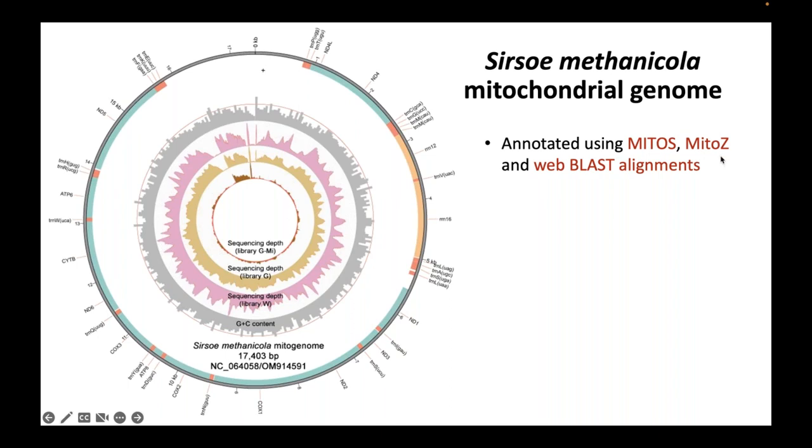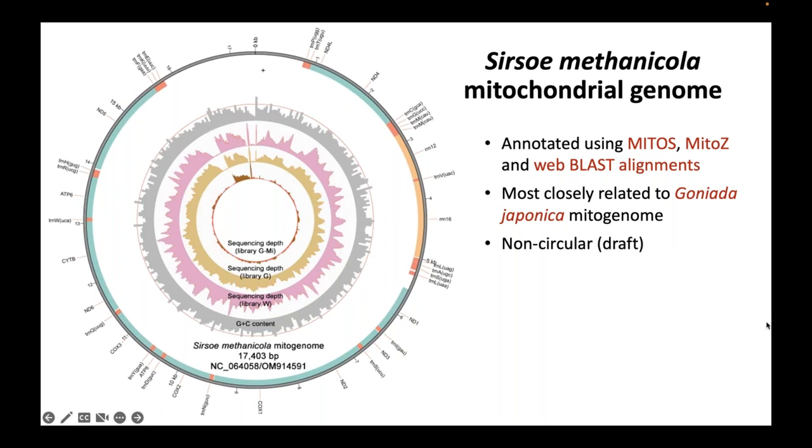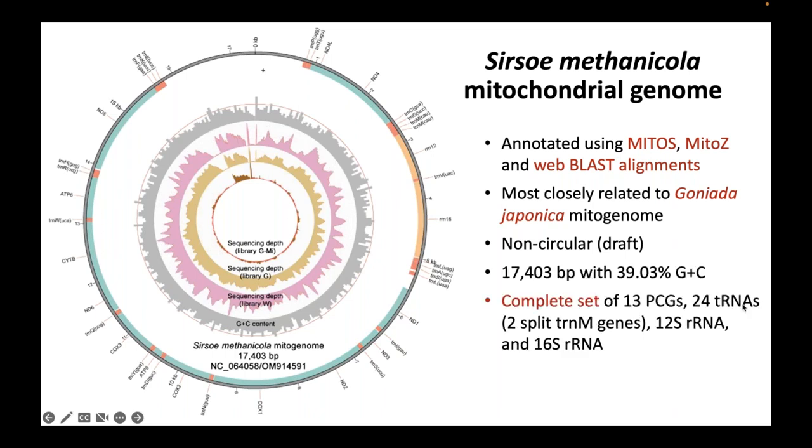The contig from the gut content metagenome had a complete set of mitochondrial genes, and this was used as the draft mitogenome for subsequent annotations. These annotations were manually reviewed and corrected using BLAST alignments against the most closely related mitogenome to the ice worm, which is Gyptis japonica, a marine polychaete. The final version of the ice worm mitogenome is non-circular and not closed, but it contains a complete set of protein coding genes, tRNAs and rRNAs.